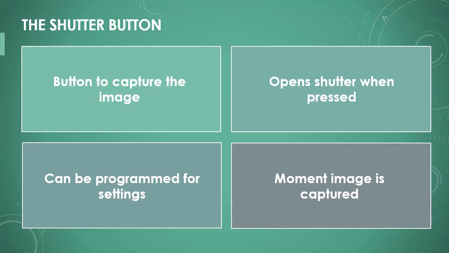The shutter button is the button you press to take a picture. When you press the shutter button, the shutter opens and light hits the film or sensor. In many modern cameras, the shutter button can also be programmed for different shooting settings. The shutter button is the moment when the image is captured.